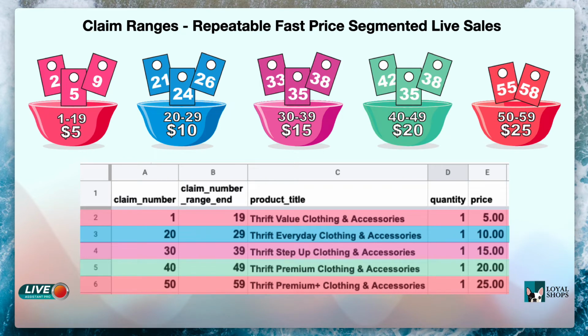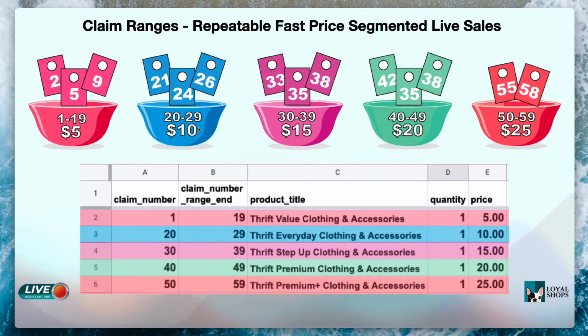What you do here now is once you've done these bowls, you go in, you can create a CSV, or you can do it in the Live Assistant into your input inventory UI. And I've done these color coded as well, again, just to help you. So claim item number 1 and claim range end 19, right here, 1 through 19, are called thrift value clothing and accessories. There's a quantity of 1 per number, and the price is $5. That takes care of this bowl of sales tiles. Any claim item that's sold during the live, 1 through 19, are going to be thrift value clothing and accessories as the description at a price of $5.